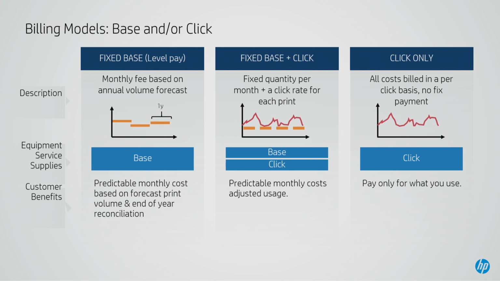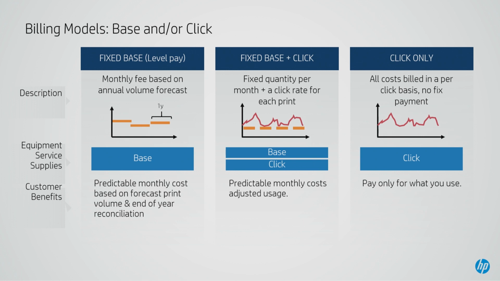The second way of billing combines a fixed fee, a base, plus a click. It's called base plus click. The base typically in the invoice includes the renting or leasing of the hardware device. And the variable part is the click, and it reflects the usage of the customer.